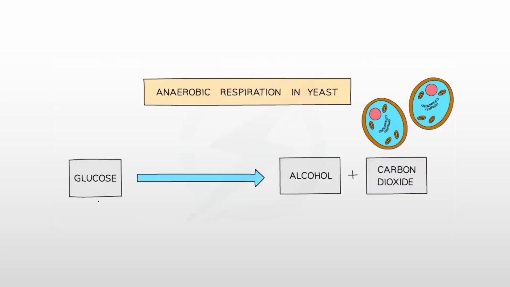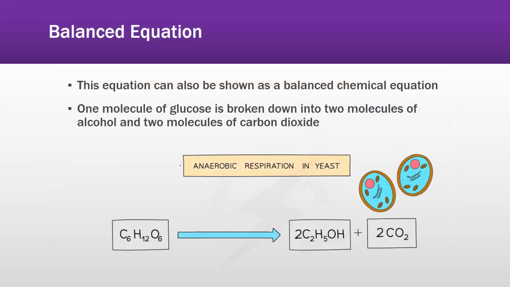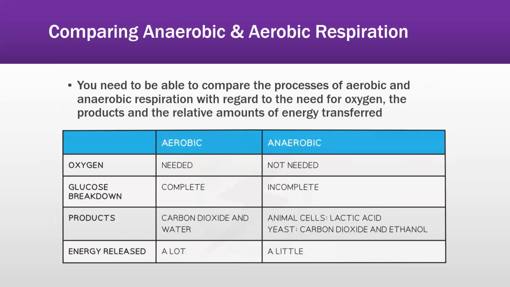This is what's happening. Glucose without oxygen converts into alcohol and carbon dioxide. This is the balanced equation where you can see that one molecule of glucose breaks down into two molecules of ethanol and two molecules of carbon dioxide. Got it?